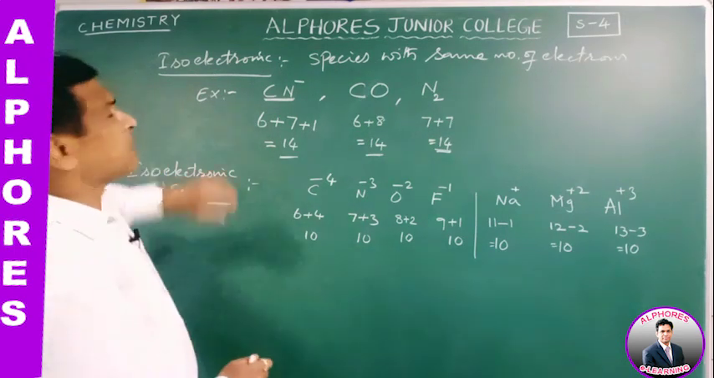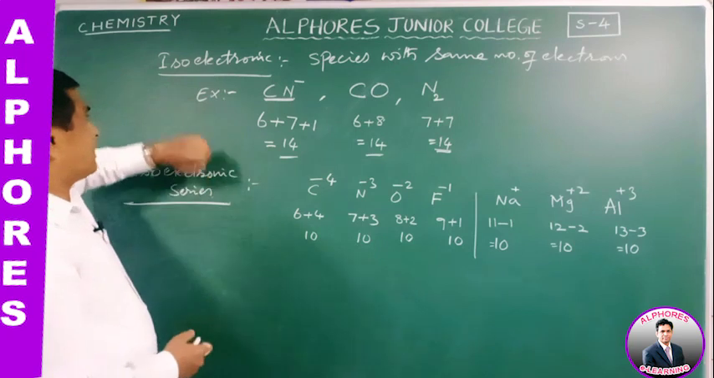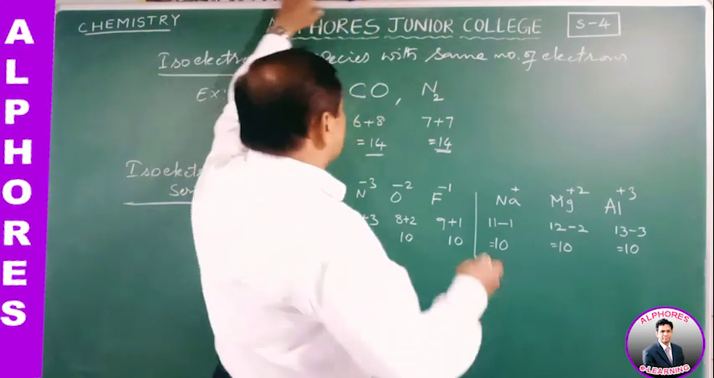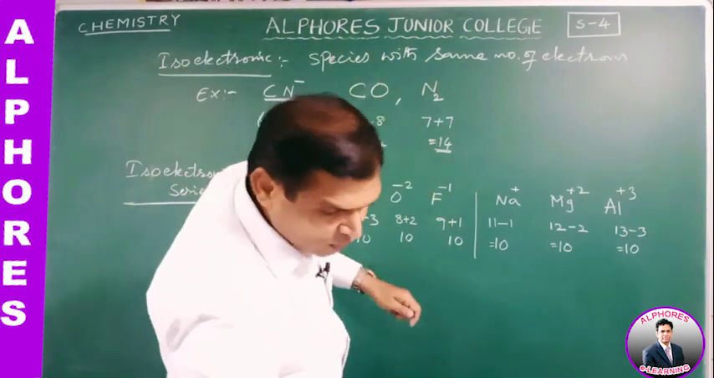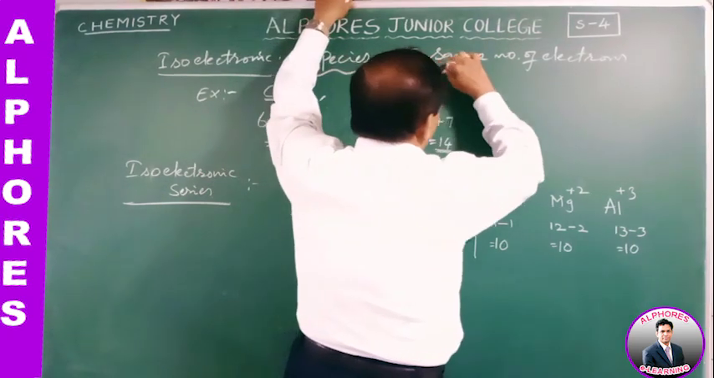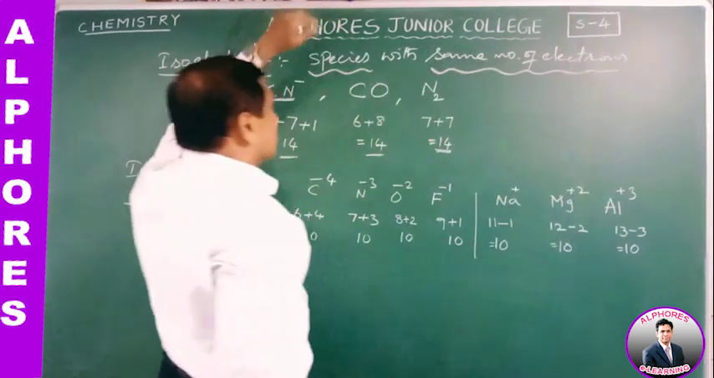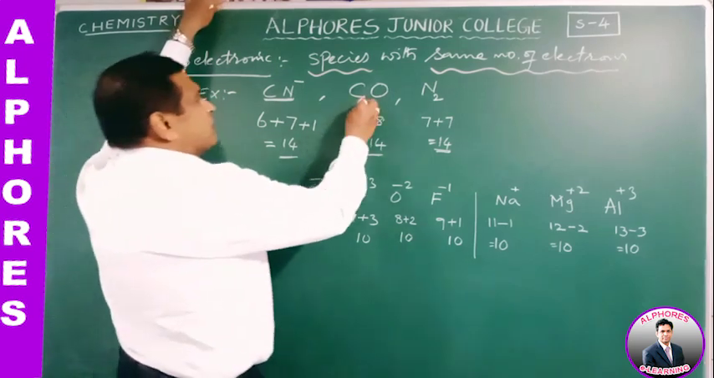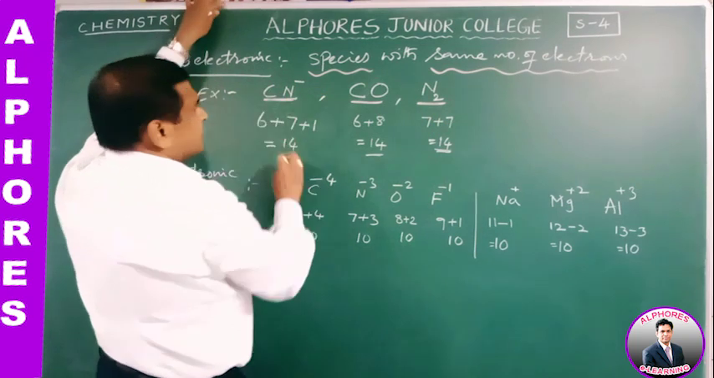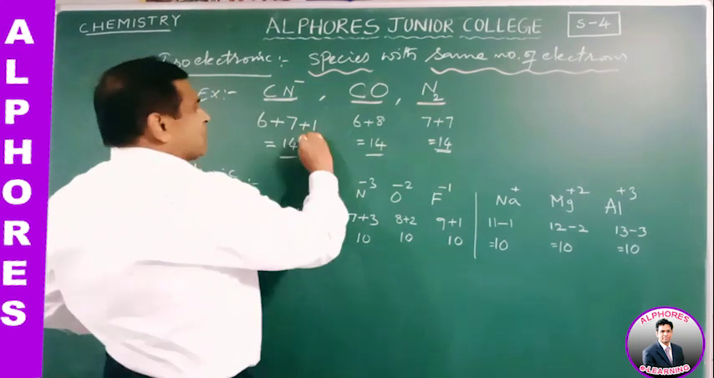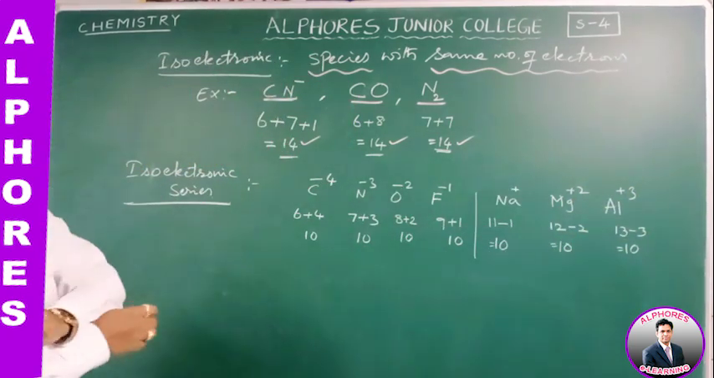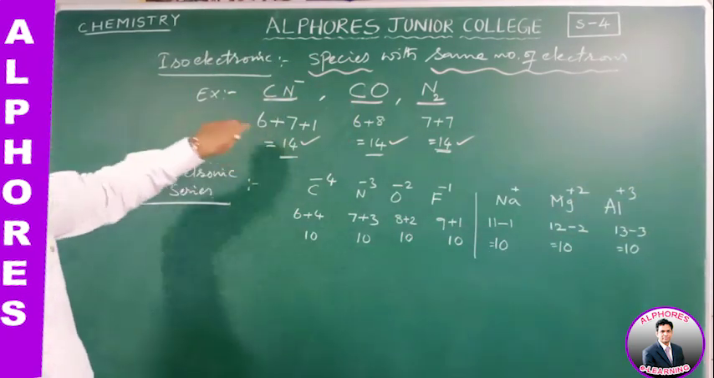Okay, this is the concept of isoelectronic. Isoelectronic means species with the same number of electrons. An example is carbon monoxide, nitrogen molecule, and cyanide ion. They possess the same number of electrons, that is 14 electrons each, so they are isoelectronic species.